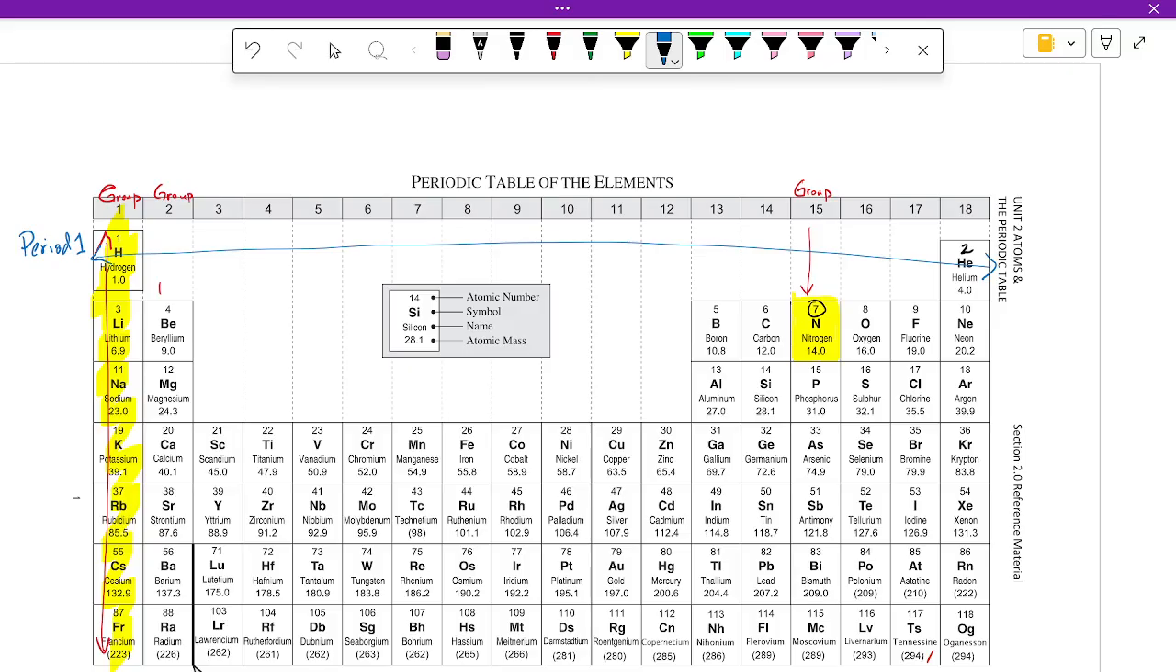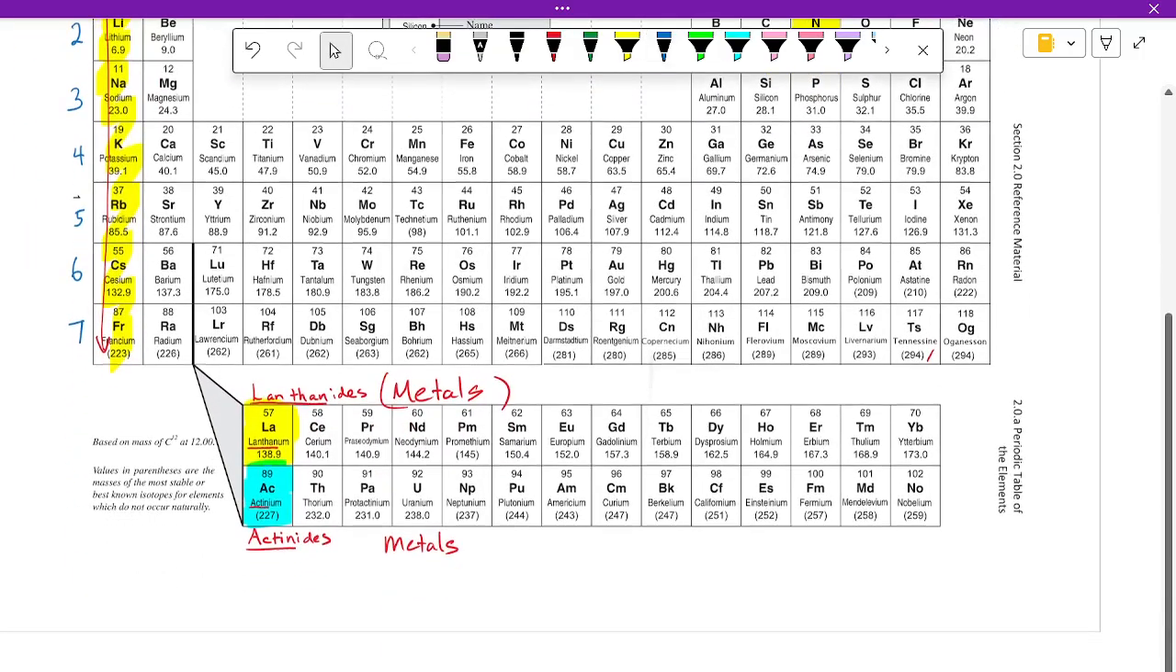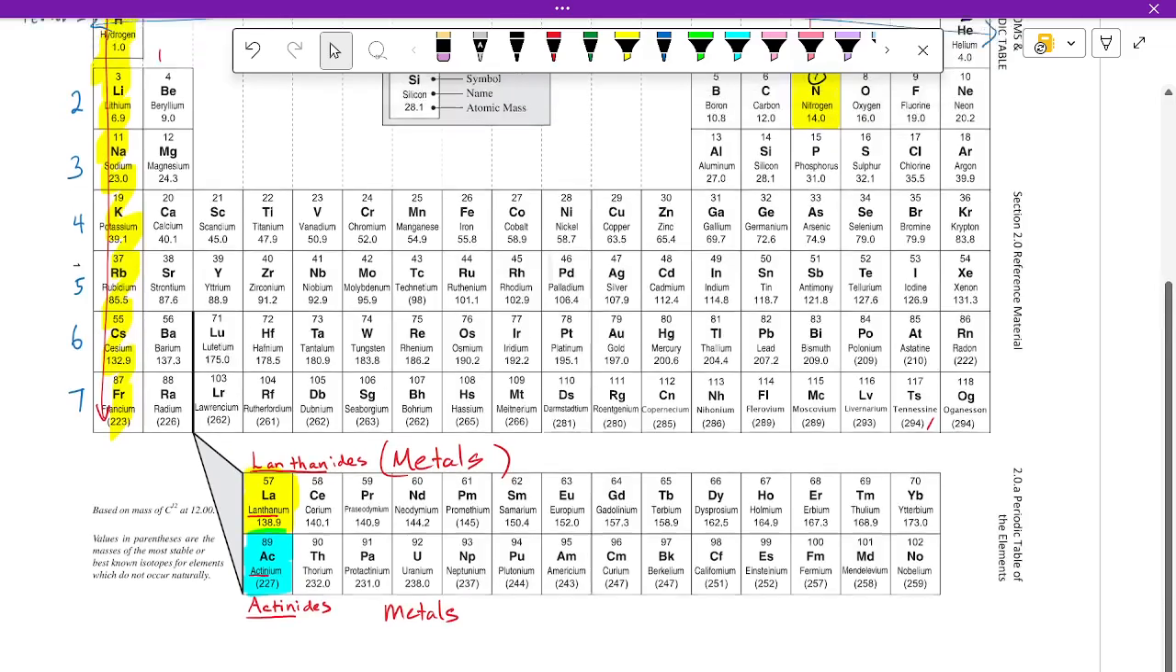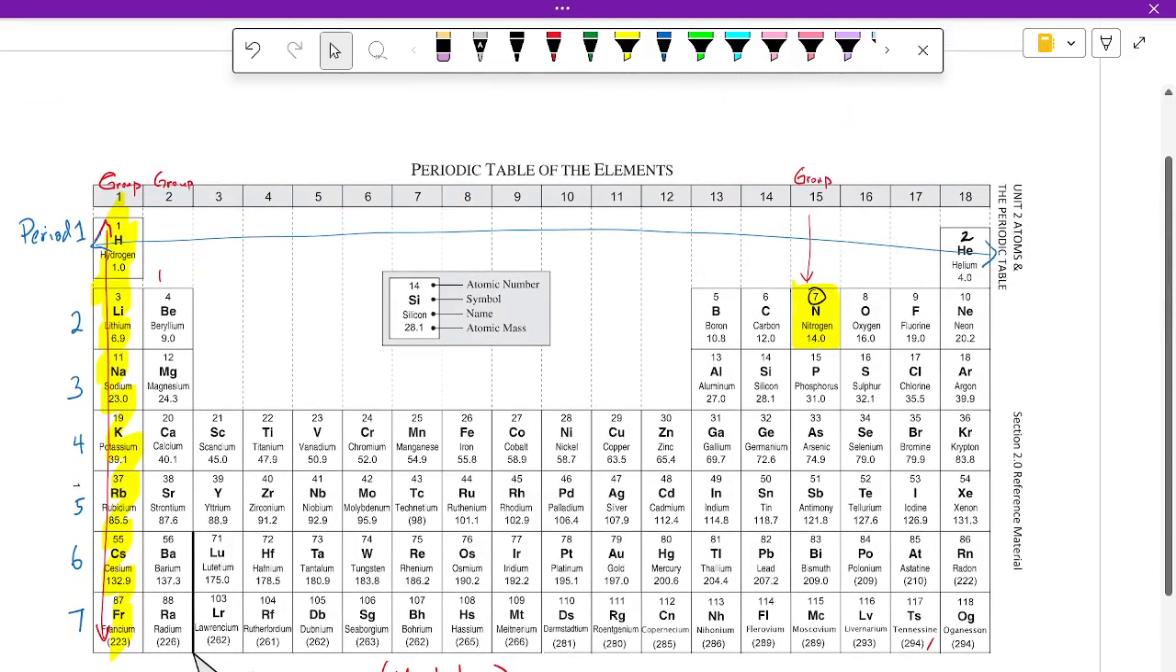Okay. So we wanted group 2 and period 3. If you want to make this part easier for yourself, you could number your periods 1, 2, 3, 4, 5, 6, 7. Okay? Don't worry about the 2 at the bottom. We'll deal with those later. They're a funny little area unto themselves. All right? So if we wanted group 2, so here's group 2. So we're going to go down group 2 until we get to period 3. And when we get there, that is magnesium.